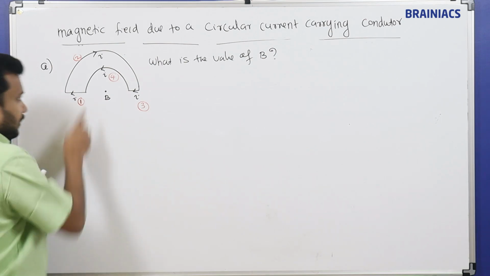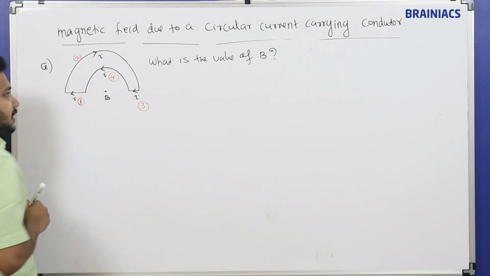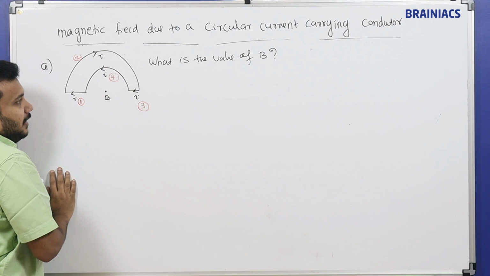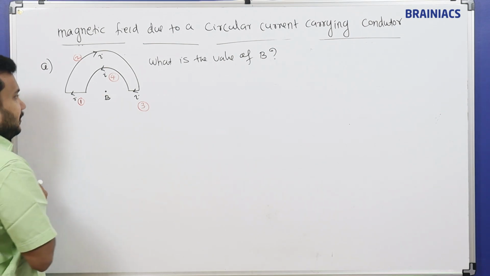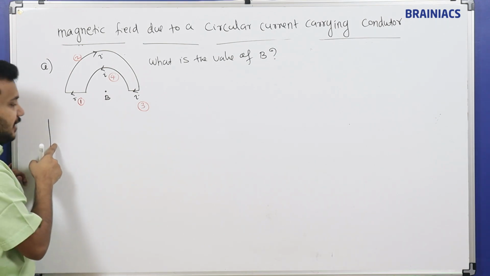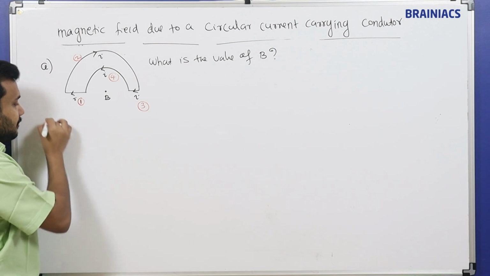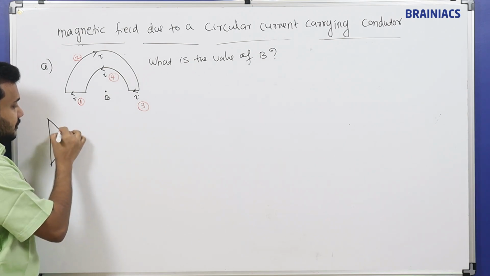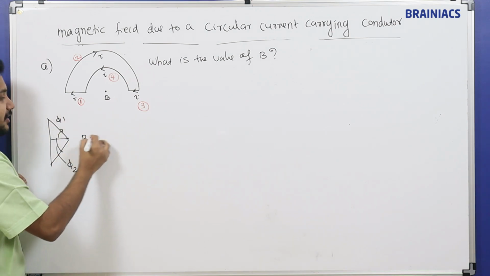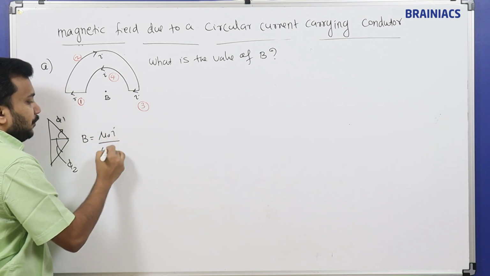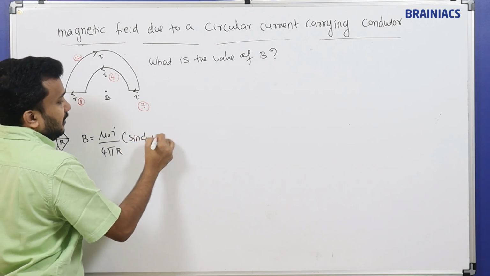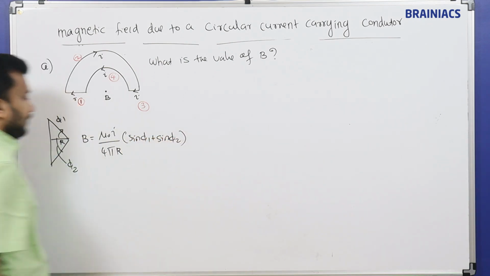So here we are going to find out the magnetic field intensity. The current is in this direction and we are going to find out the magnetic field. We have learned one equation. If a current carrying conductor is like this, and you are finding the magnetic field at the center, this angle is called phi 1 and this angle is called phi 2, then we have the equation mu 0 I divided by 4 pi r, into sine of phi 1 plus sine of phi 2. This we have already learned.